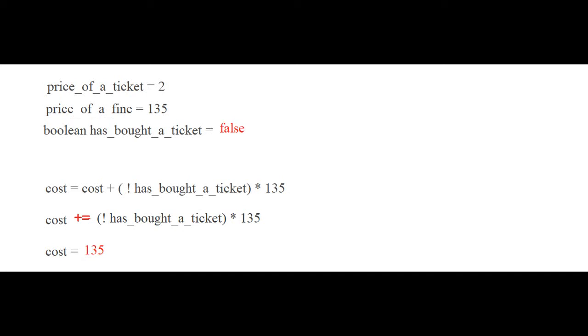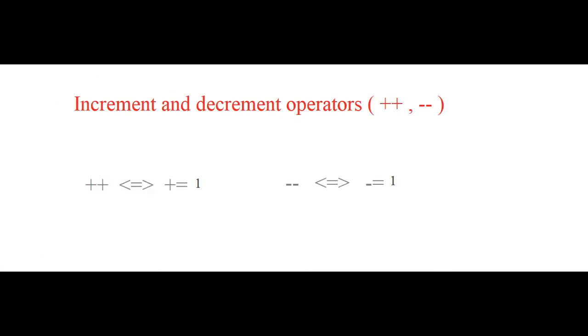Now let us look at the increment and decrement operators. Cost plus plus is equal to cost plus equal 1, which is equal to cost equal cost plus 1. Minus minus is equivalent to minus equal 1. So cost minus minus is equivalent to cost minus equal 1, which is equivalent to cost equal cost minus 1. That is another way of concatenating our code to make it look more professional.